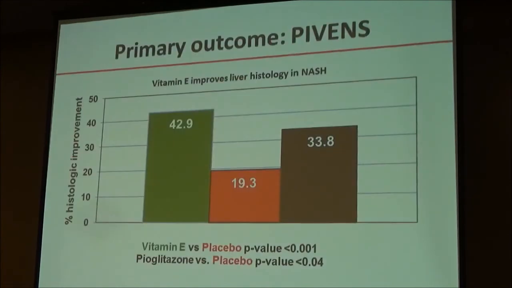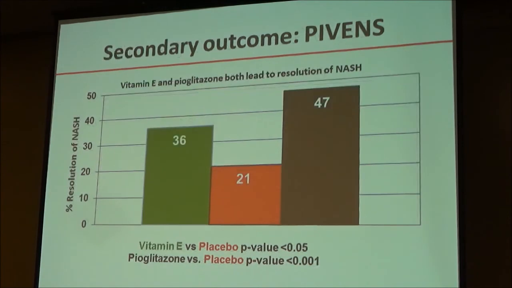Their primary outcome was to look for improvement in histology. So what they wanted to see was, if you receive vitamin E or pioglitazone compared to placebo, was there a benefit? And you can see those patients that had vitamin E actually had a statistically improved histology compared to placebo. And those patients that had pioglitazone, although it fell short of statistical significance, did meet their secondary outcomes, which was seen here, where both vitamin E and pioglitazone met these secondary outcomes of improving their AST and ALT, but specifically on histology, it improved inflammation, steatosis, and ballooning, but it did not improve fibrosis.